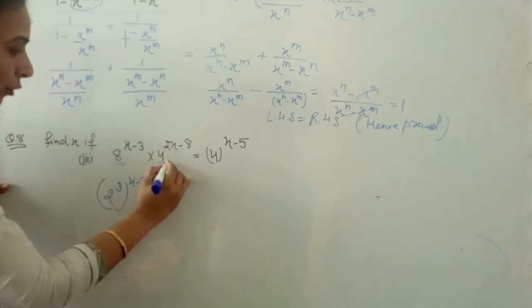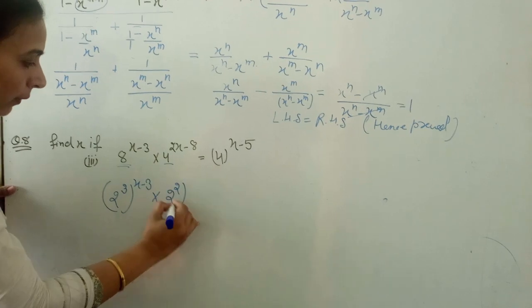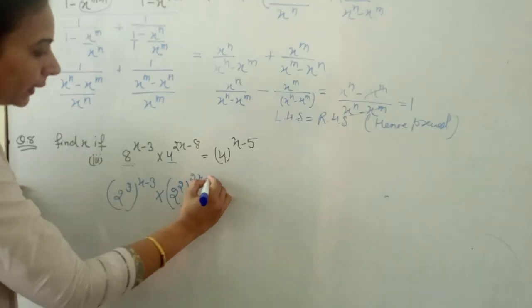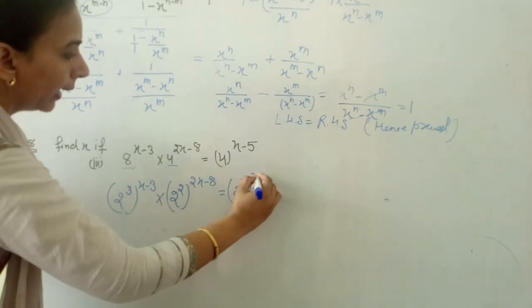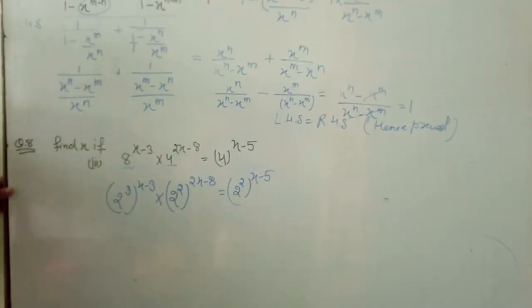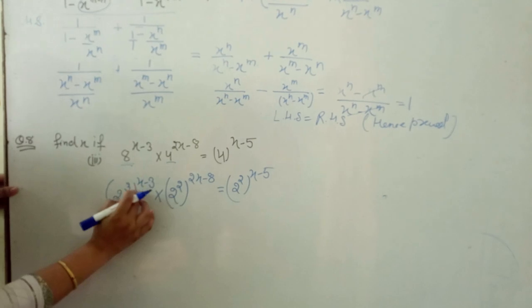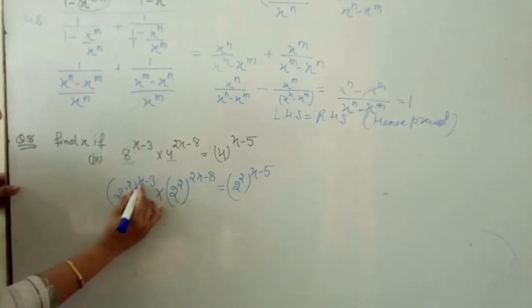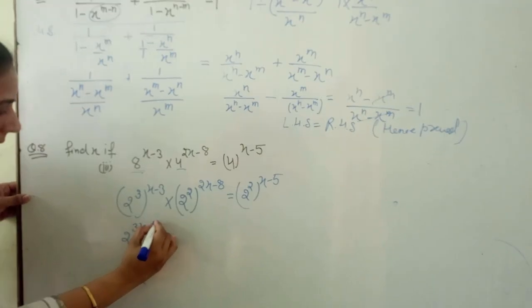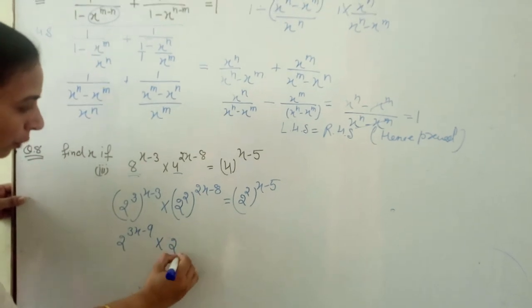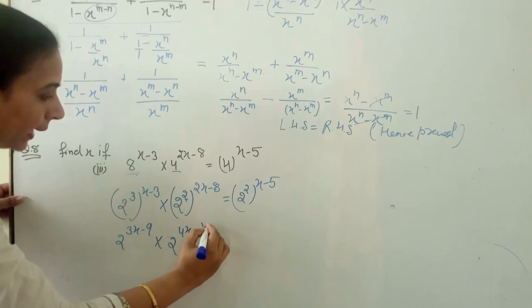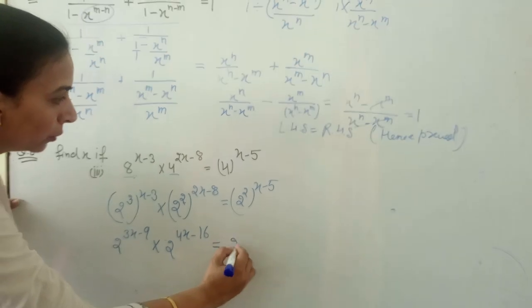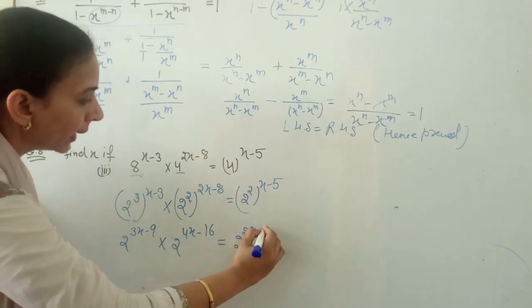Multiply, in place of 4, 2 raised to the power 2, and raised to the power 2x minus 8. 4 is 2 raised to the power 2, and x minus 5. Clear? Power to power, then powers multiply. 2 raised to the power 3x minus 9 multiplied by 2 raised to the power 4x minus 16 equals 2 raised to the power 2x minus 10.